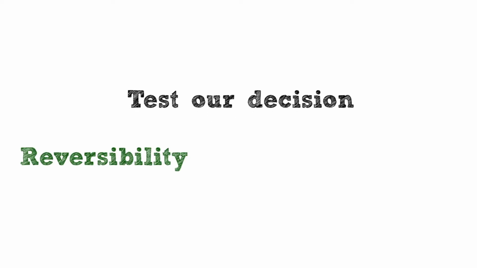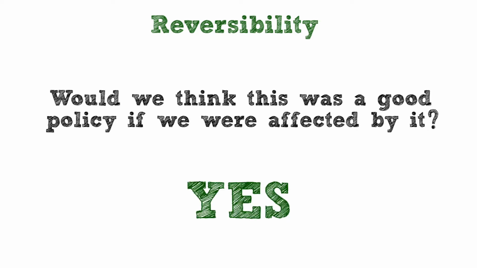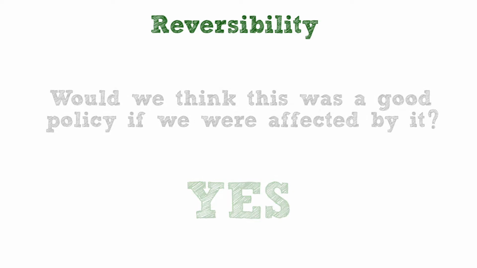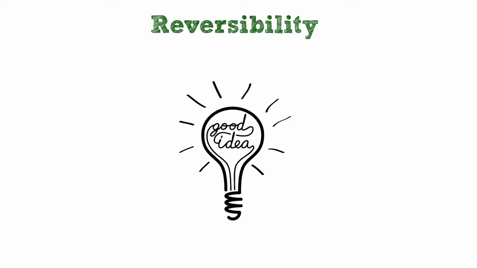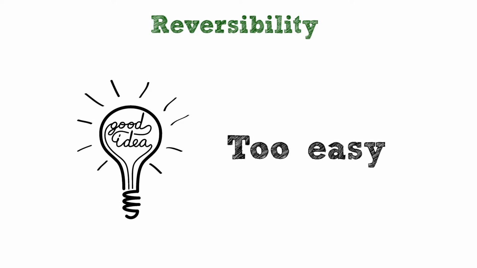The next step in the ethics framework is to test our decision using 3 criteria: reversibility, publicity, and harm. With reversibility, we ask, would we think this was a good policy if we were affected by it? Our answer is yes. If we were video game makers, we think it was a good idea to use an ethical framework in creating our games. In fact, we think that it's too easy and not very creative to just make violent games.